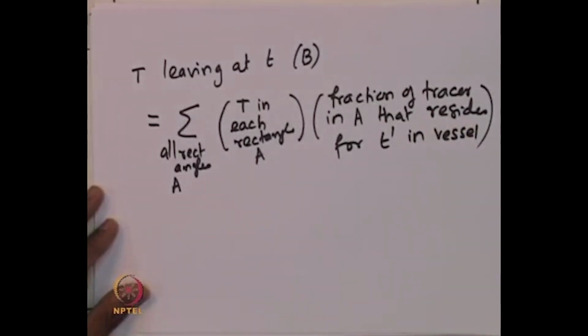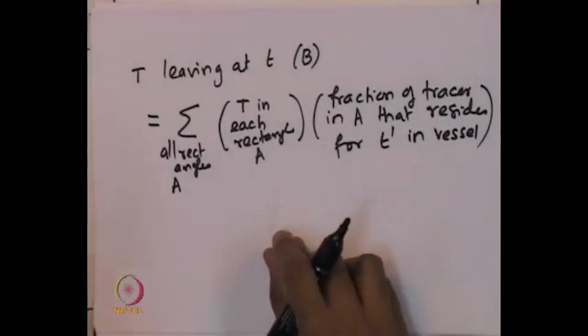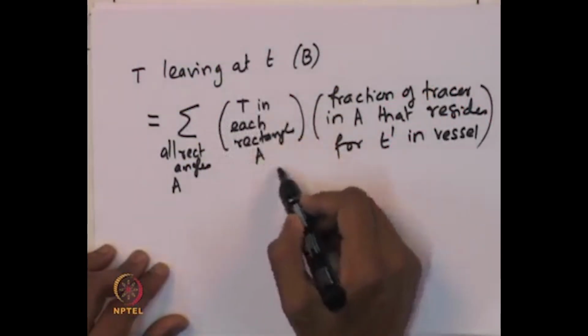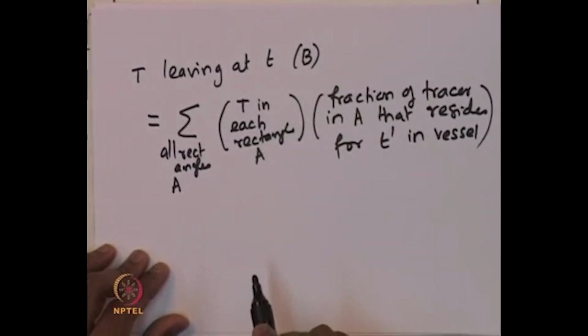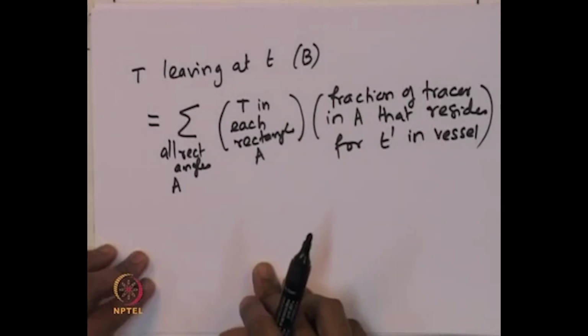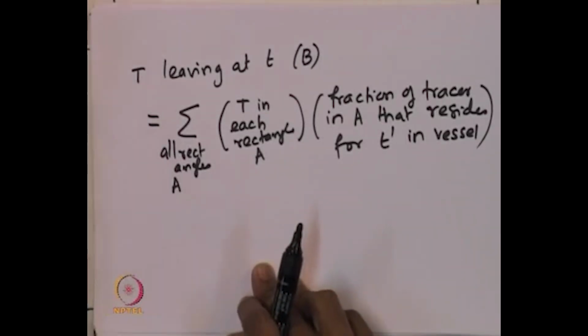So the amount of tracer that actually enters the reactor at a time t prime before the time t, which is basically the time at which the certain tracer species is leaving the reactor, I am attempting to connect that to the amount of material that has come into the reactor. That should be equal to the sum over all rectangles, that is the amount of tracer present in each rectangle multiplied by the fraction of tracer in that rectangle that resides for t prime seconds in the vessel.